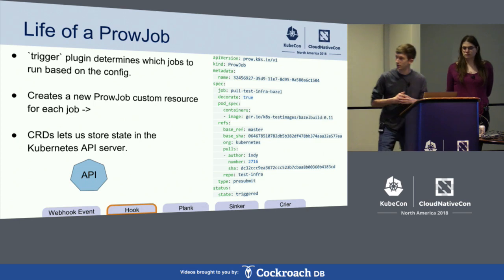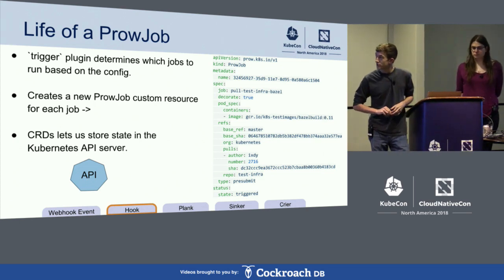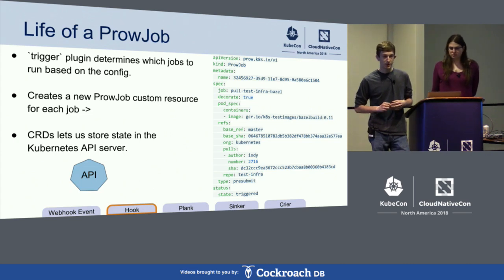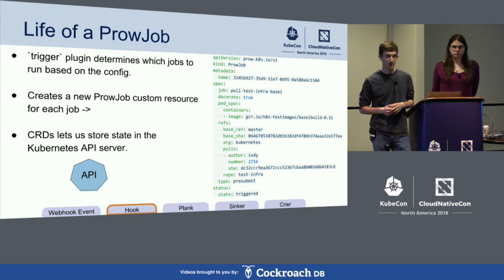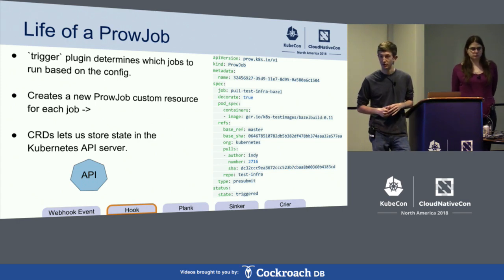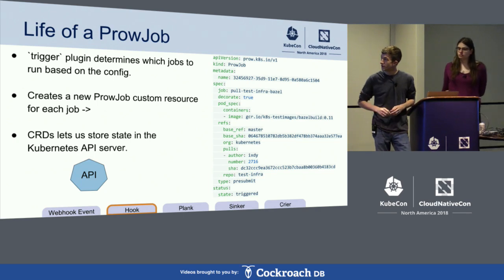So the trigger plugin, though, is the one that's important for this. That's the one that starts the jobs. First thing it does is it looks at your job config and finds all the jobs that it's supposed to trigger. There's kind of a number of mechanisms that indicate if a job should be triggered or not. But that's Trigger's responsibility to evaluate which ones should be triggered.